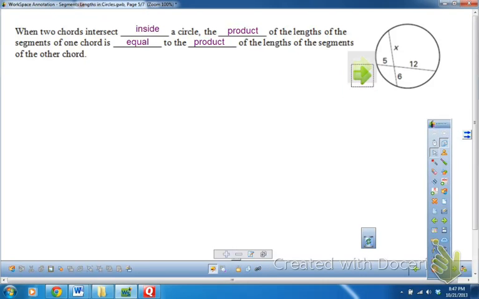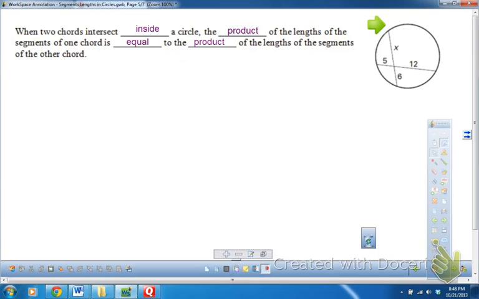And if you notice, over here I'm pointing at this chord that has parts that are labeled as a distance of 5 and a distance of 12. So where the two chords are intersecting, right here at the intersection, it's creating two parts of each of the chords. And you can compare these parts by showing that the product of the lengths of the segments of one chord, so like if you were to take the 5 times 12, it should be equal to the product of the lengths of the segments of the other chord, so the 6 times the x.